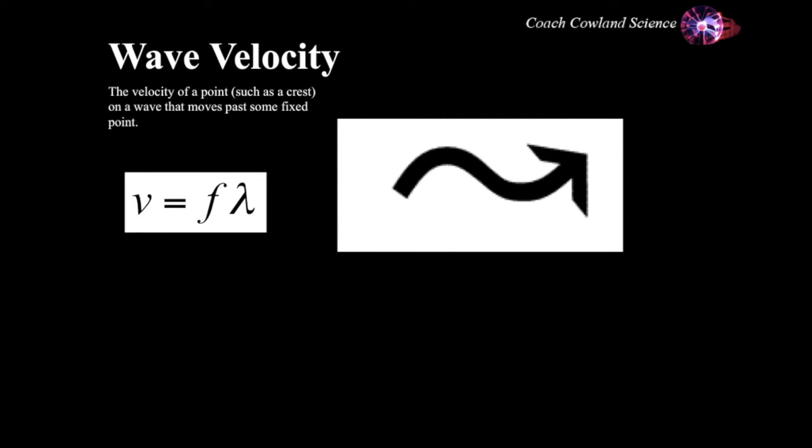The velocity of a wave v is equal to f lambda. Frequency times wavelength equals velocity. Now, this is the velocity not of the matter of the wave, but actually of a part of the wave. For example, the crest of the wave. So, the velocity of the wave is how fast the crest is moving through the matter.